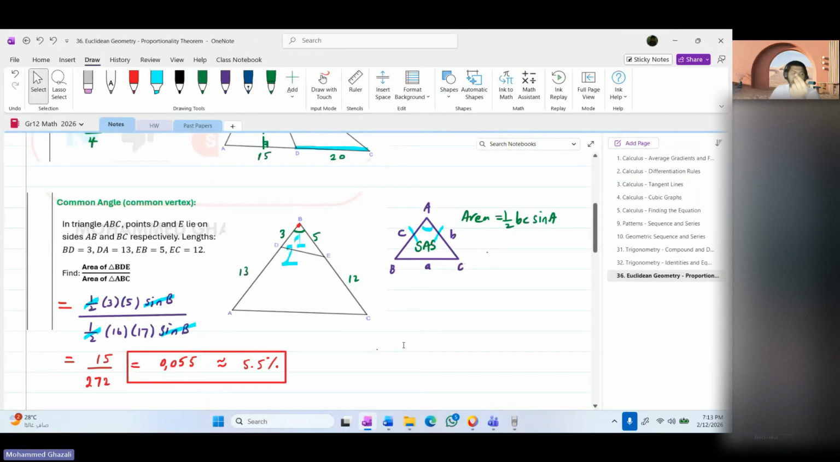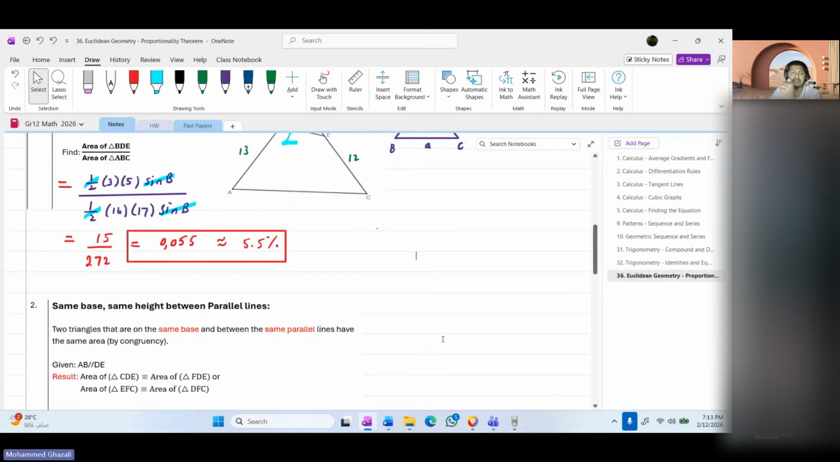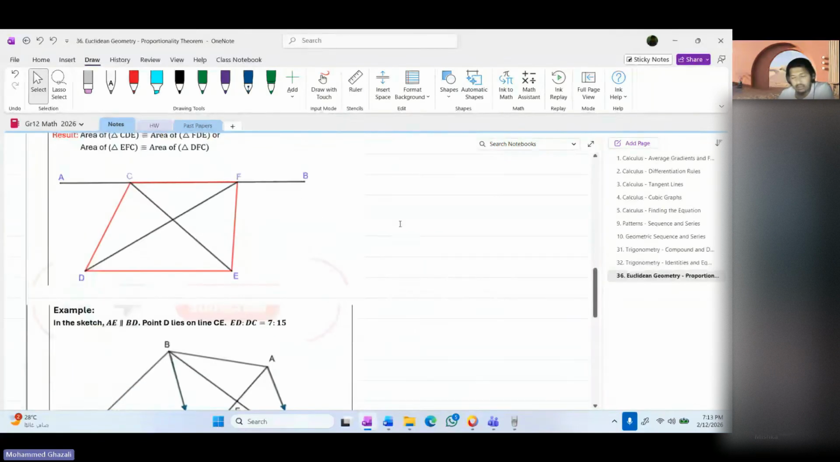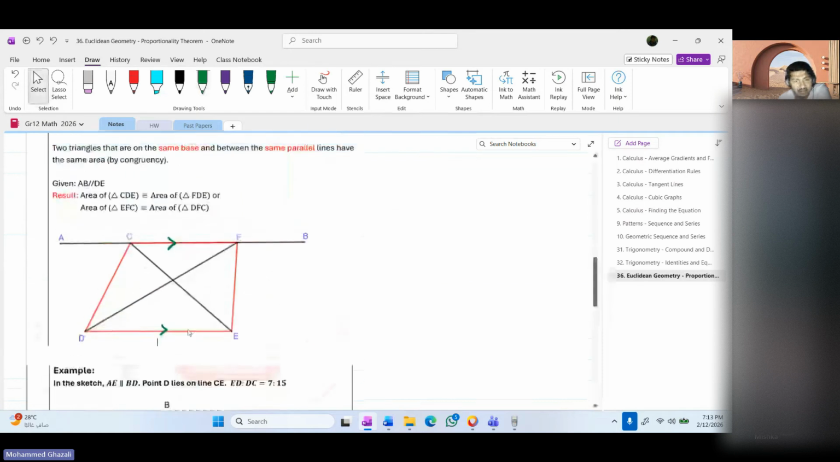Now, next concept, we have done areas. The next concept is same base, same height between parallel lines. So here we have a diagram, right? Don't focus on all this here. Just focus on the diagram, because this will help us prove the proportionality theorem. Look at this diagram. In this diagram, we have these two lines that are parallel, okay? So we have parallel lines. Perfect.